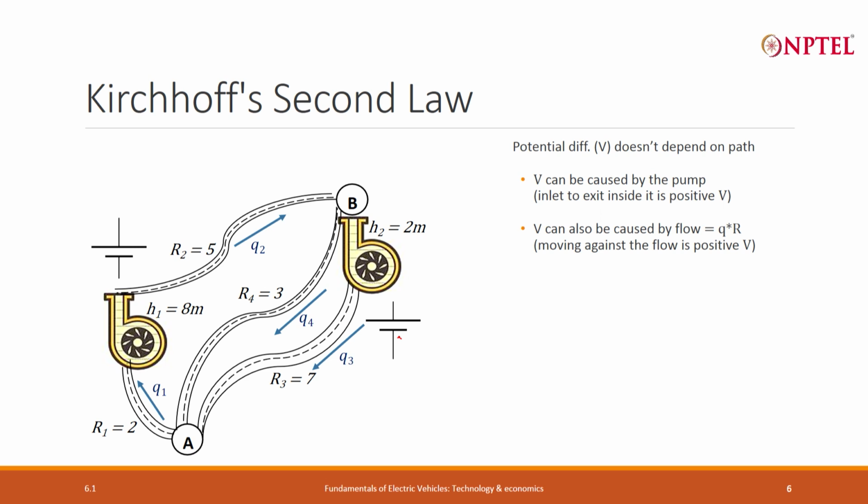As you can see, there are 4 pipes, each of them having a flow Q1, Q2, Q3, Q4, and I want to be able to compute that.